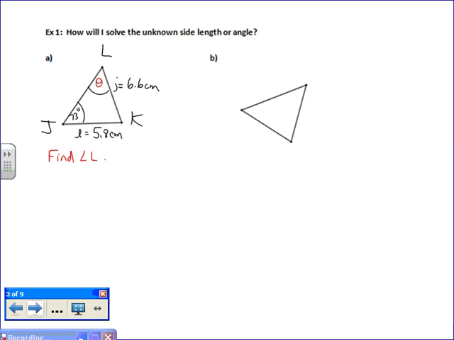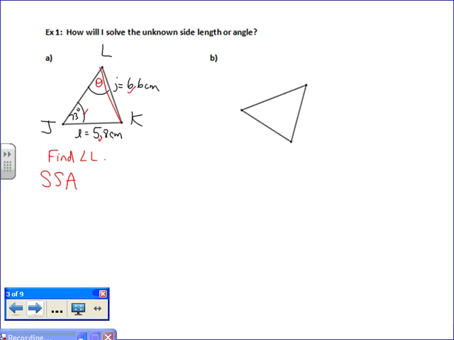So to find angle L, what would I use? Well, let's look at the relationship that we have here. I have two sides and one angle, but the angle that I have is not a contained angle. This is not a side angle side relationship, because I don't have the side length K. I'm not given the little side K between J and L. So this is a side-side angle relationship that I have. So I don't have a contained angle.